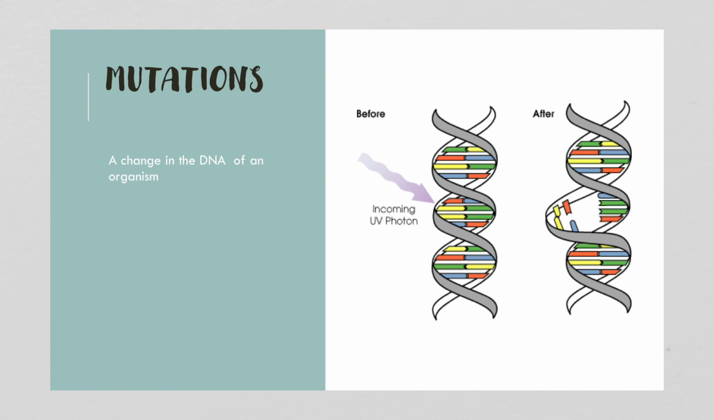So mutations are a change in the DNA of an organism. Sometimes that can be caused by UV radiation, like this picture is showing. So a photon of UV light hits the DNA and it causes some realteration of the chromosome, or the base pairs in the DNA.